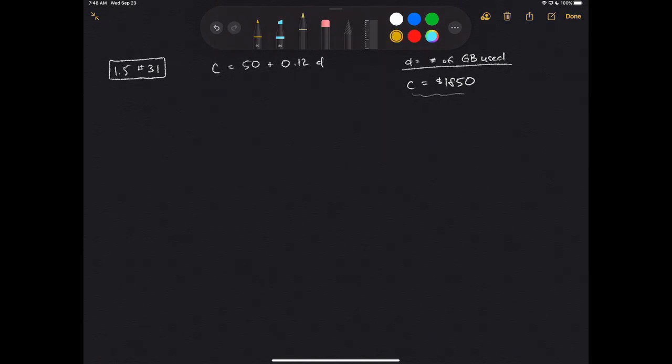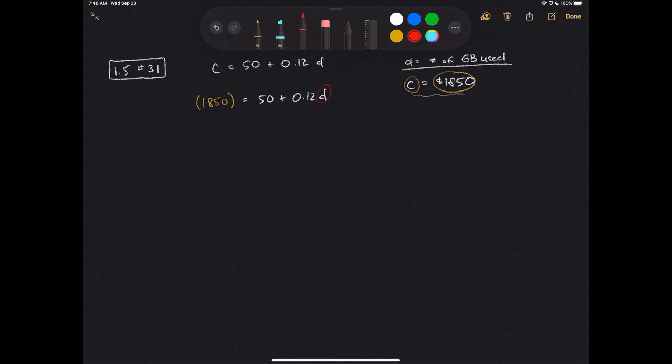So first what we want to do is substitute all the values that we know. So 1850 is going in for C, and everything else is staying the way it is. Now we're being asked to solve for D, so that means we need to isolate D. So isolating D means stripping away all the other things on the side of the equation with D.